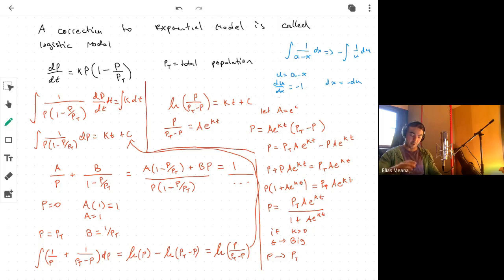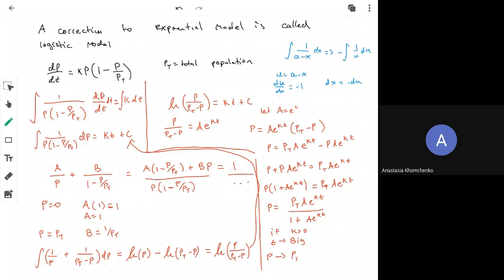Because the top part is going to be approximately P_T A e^(kt), and on the bottom, the one is not going to matter a whole lot. The one is relatively insignificant. So we end up getting closer to just P_T A e^(kt) over A e^(kt), and those terms cancel each other out. What this is telling us is that locally at the beginning, for very small values of t, we have exponential growth, but as we go farther and farther out, we get closer and closer to just being a constant horizontal line.